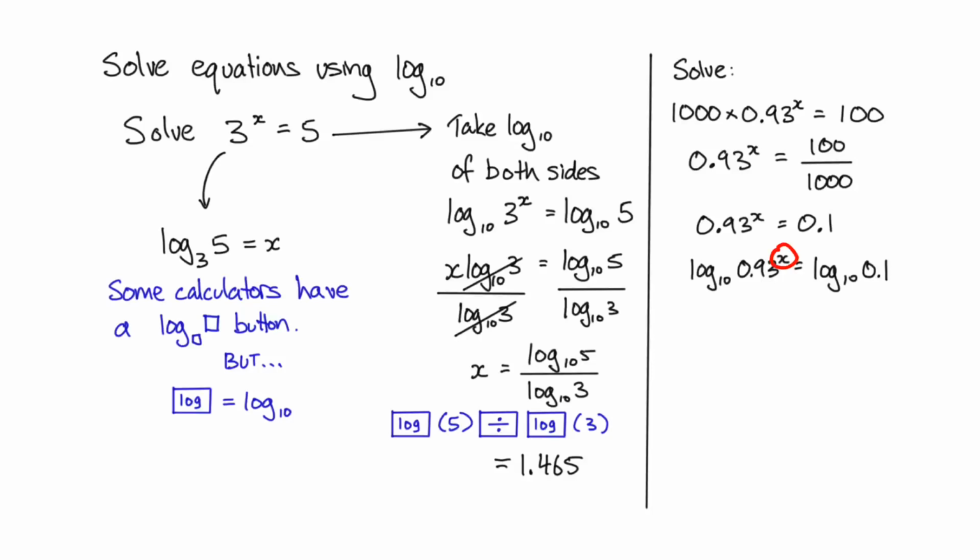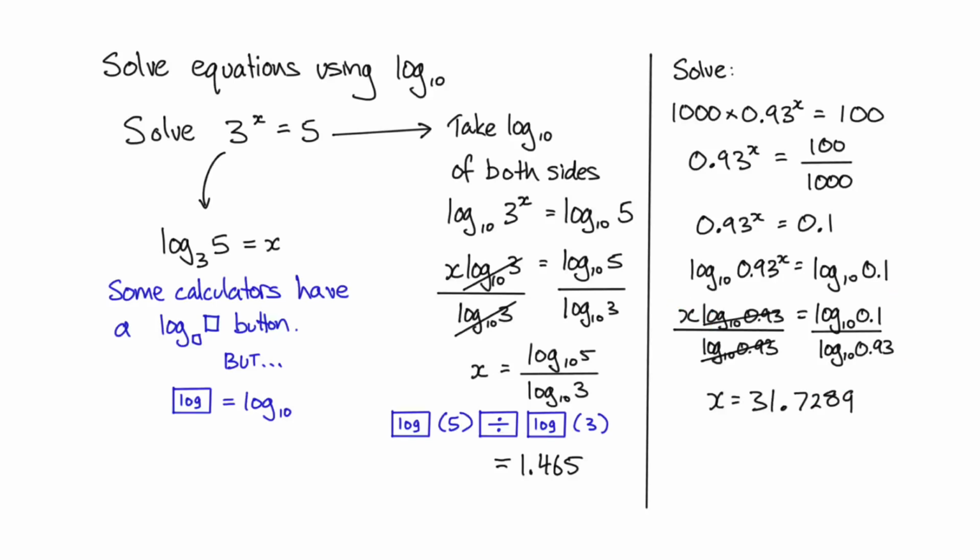I'm going to bring my index over in front of that log. And to get the x on its own now, I'm going to divide both sides by log base 10 of 0.93. They will cancel out. And the remaining equation is x equals this, which I can put in my calculator. And when I do that, I get a value of 31.7289. You have solved it using log base 10. Great job. Well done.